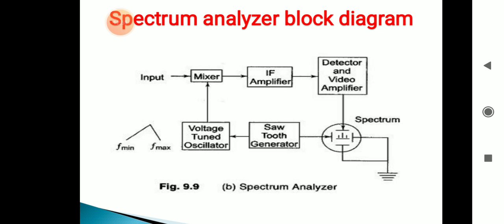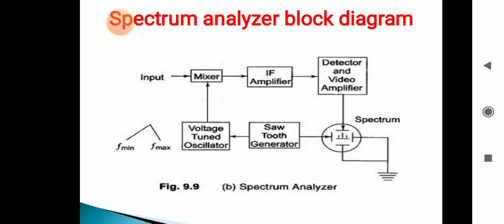The study of energy distribution of a signal as a function of frequency is known as spectrum analysis, or you can say the spectrum analyzer is a graphical representation with frequency on the x-axis and amplitude on the y-axis. Next we'll move on to the main block diagram of the spectrum analyzer. The main function of the spectrum analyzer is to obtain the amplitude versus frequency plot from the frequency spectrum under test. Second point, the block diagram of the spectrum analyzer is as shown in the figure.